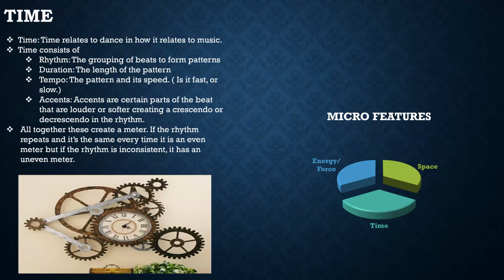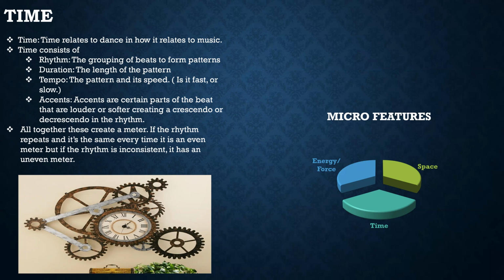Secondly, we have time. Under the microfeatures, time relates to dance and how it correlates to music. Time consists of rhythm, the grouping of beats to form a pattern, duration, the length of the pattern, and tempo, the pattern and its speed. There are also accents, which personify a part of the beat, getting louder or softer, creating a crescendo or decrescendo in the rhythm. Altogether, it creates a meter.